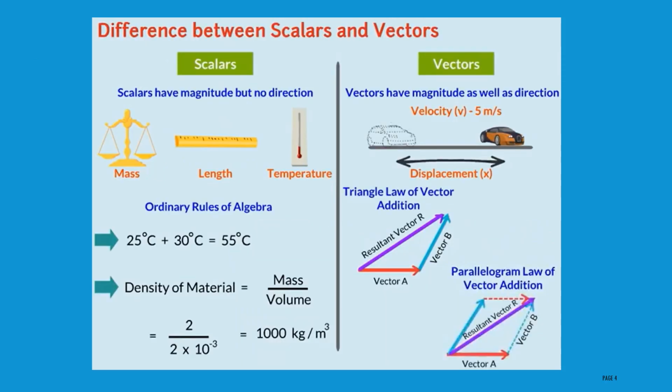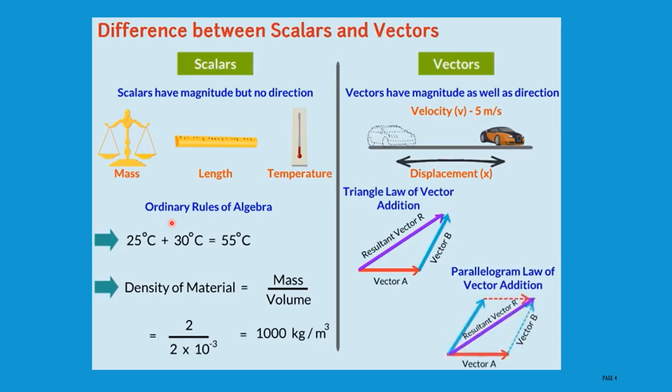Let us discuss the difference between scalar and vector. Scalar, already you know, has only magnitude but no direction. Vector has magnitude as well as a direction. Examples of scalars are mass, length, temperature. Then examples for vectors are velocity, displacement. Then one important thing, the third one is very important.